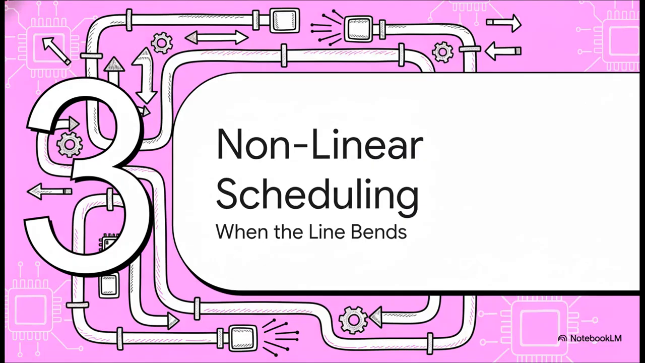But of course, the real world is messy. Tasks aren't always so straightforward. The assembly line doesn't always go in a perfectly straight line. So what happens when that line needs to bend, or even loop back on itself?